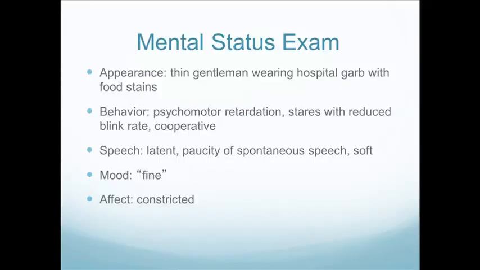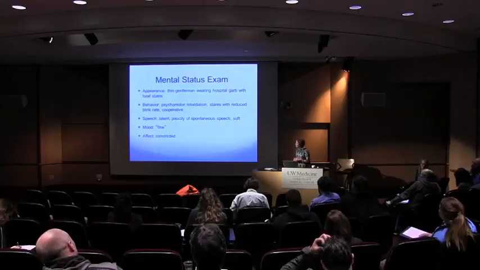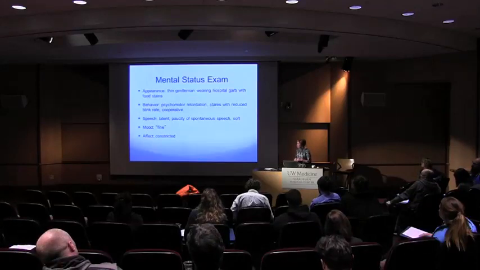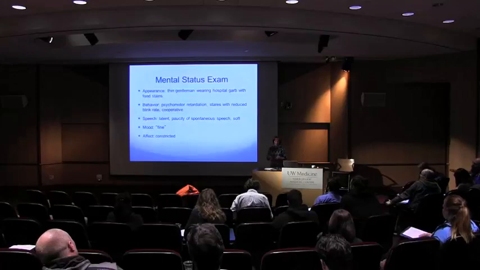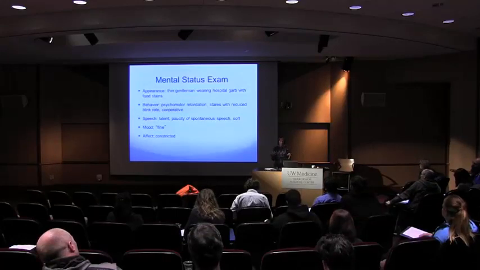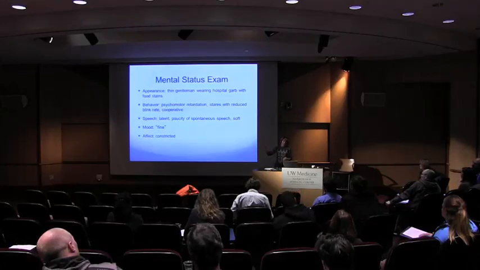How about behavior? Psychomotor retardation, stares with reduced blink rate, cooperative. Reduced blink rate. Yeah. Anything else? Psychomotor retardation. And I also think it's important that he's cooperative, because sometimes you'll have patients that aren't very interactive with you. It's not necessarily that they're catatonic, it's that they're not interested in interacting with you. But this guy's actually cooperative. He appears to be wanting to interact. It just may be difficult.